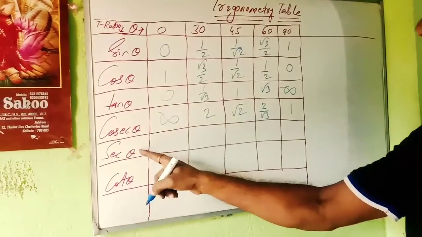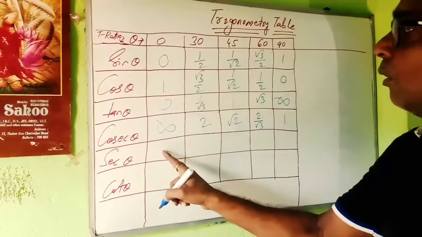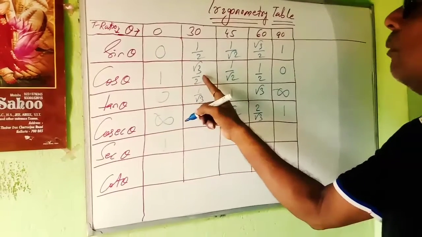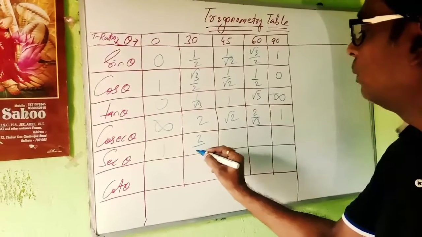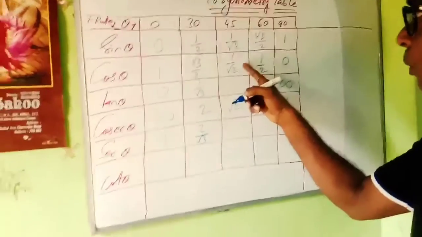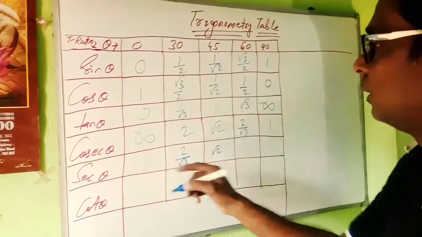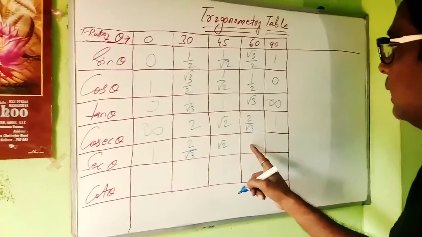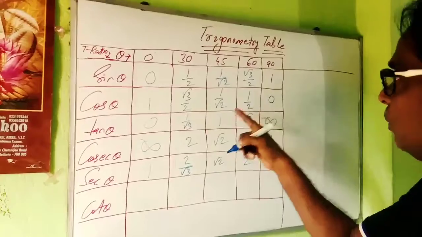Next come to sec theta. Sec means reciprocal of cos. Cos 0 is how much? 1. Sec 0 is how much? Reciprocal of 1 is 1. Next, cos 30 is root 3 by 2, reciprocal will be 2 by root 3. Next, cos 45 is 1 by root 2, then sec 45 will be the reciprocal, that is root 2. Next, cos 60 is 1 by 2, therefore sec 60 is how much? Reciprocal of 1 by 2 is 2.